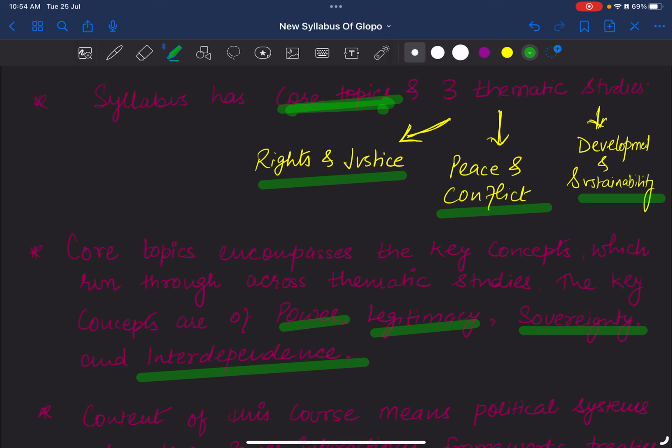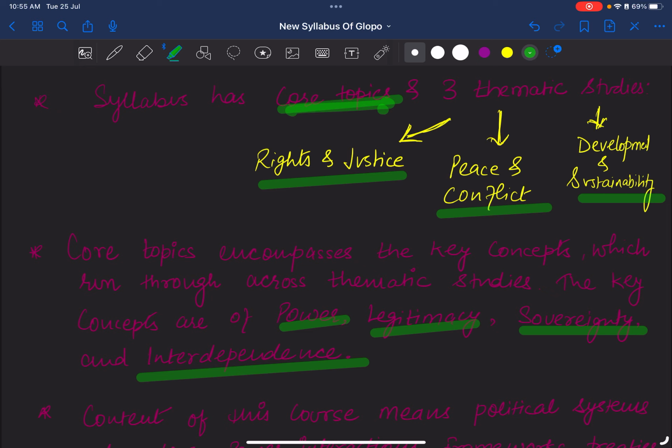Remember this one, right? So now what is the syllabus of global politics? Right now the syllabus of global politics is 4 units plus 16 key concepts, and those 16 key concepts are running across those 4 units. This is what we have right now. In future, it is going to be 3 thematic studies where the themes would be rights and justice, peace and conflict, development and sustainability, and the key concepts would be power, legitimacy, sovereignty and interdependence. These are going across these 3 thematic studies.